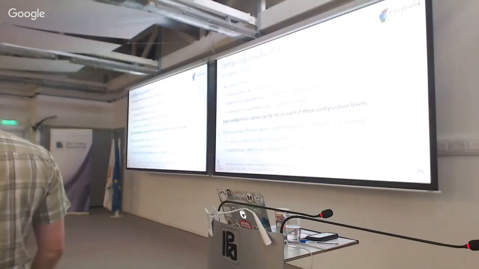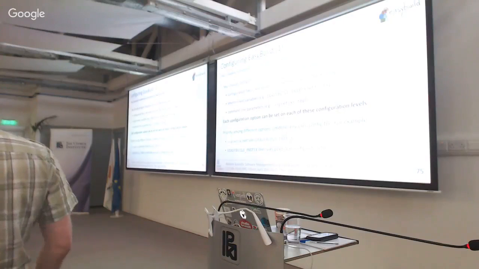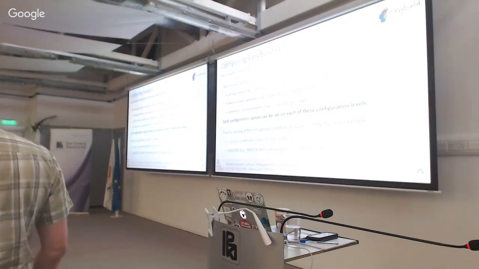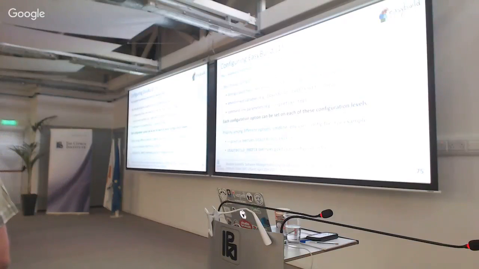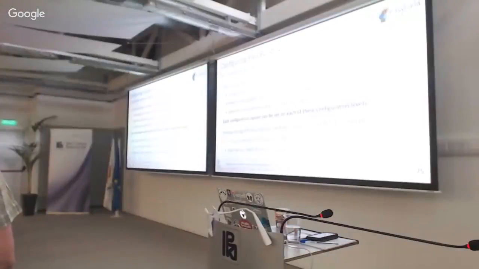Of course, these three have a hopefully very logical order: the command line overrules the environment, and the environment overrules the configuration file. So there are different levels of configuration, like system level, user level, testing.